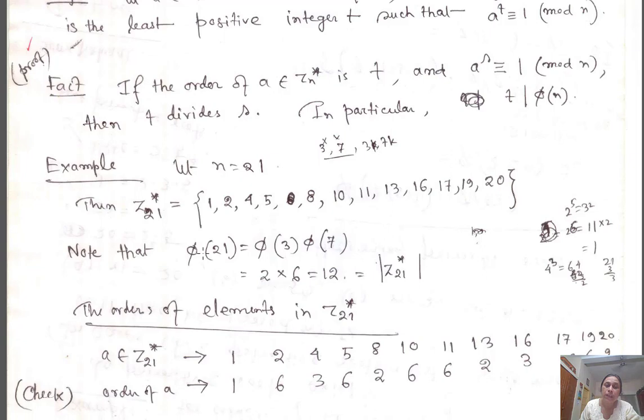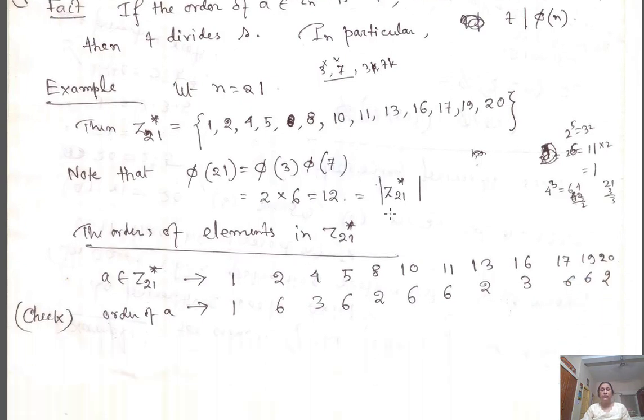How many elements? Its cardinality is phi 21. If you apply the formula for phi, this is phi 3 times phi 7. This is prime, this is prime, so this is p minus 1, this is p minus 1. So 3 minus 1, 7 minus 1, that is 12. So phi 21 is 12, and you can check there are 12 elements in this set.